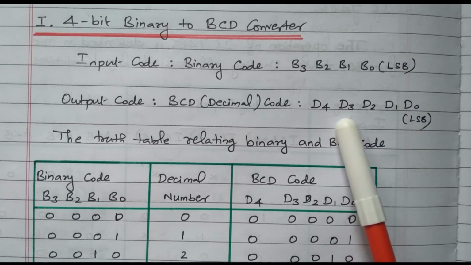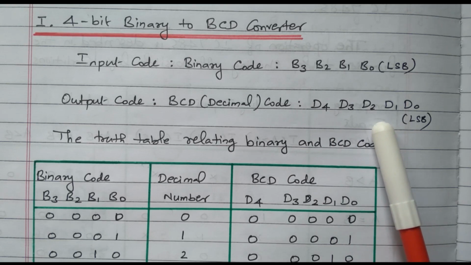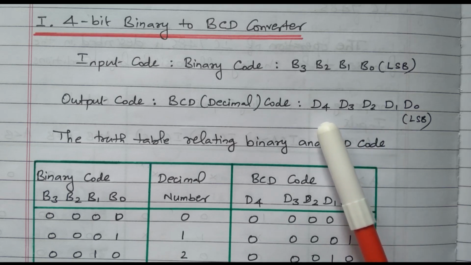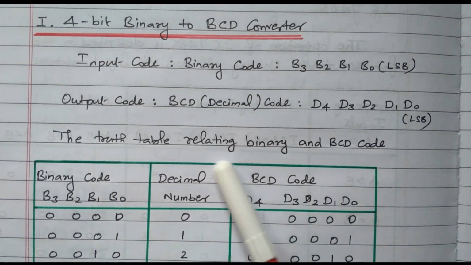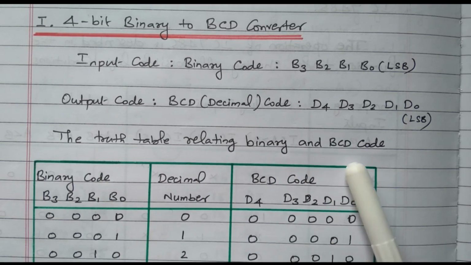Right? Because of 4 bits there are 16 combinations available, 2 to the power 4, 16 combinations. In that, 0 to 9 have only 1 digit, so D4 will be 0. From 10 onwards, from 10 to 15, there are 2 digits. In that, D4 is represented by 1.